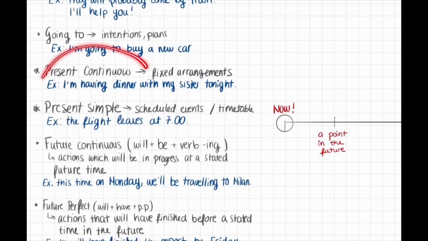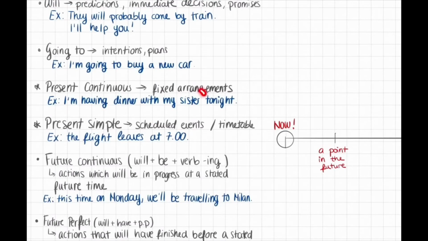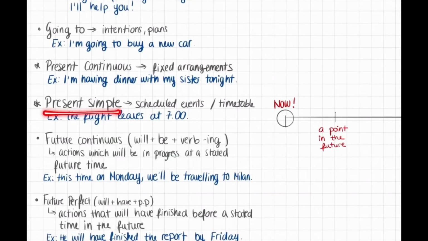Then we have two forms of the present that have a future value. The first one is the present continuous, which is for fixed arrangement. An arrangement would be a plan that you have with someone, but you have already talked to him or to her. Okay, so for example, I'm having dinner with my sister tonight. That means that you have already talked to your sister about your meeting. Then the present simple, that's for scheduled events or for a timetable. For example, the flight leaves at 7, so that's something that's already scheduled. You could also say something related to your timetable at school. For example, I have an English class at 9.